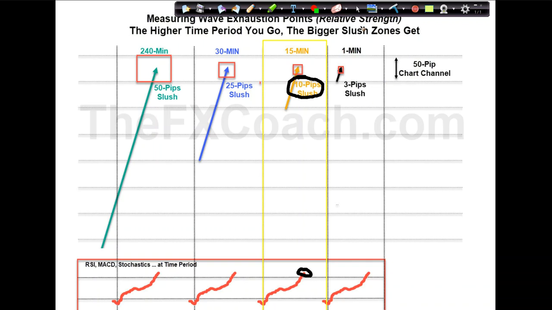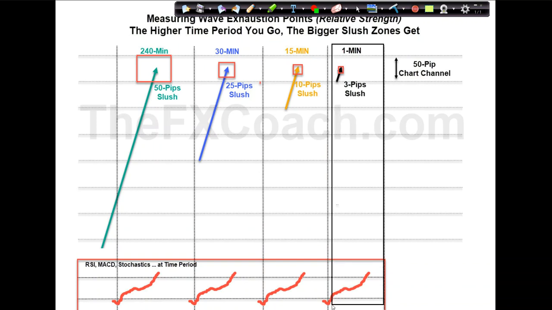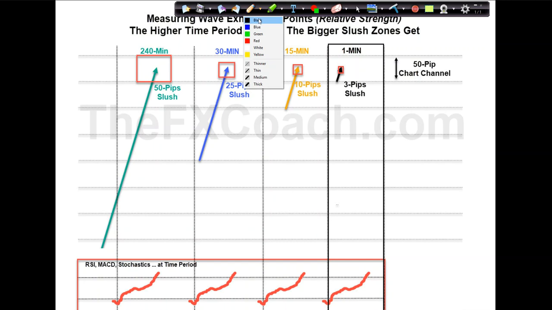When I get down to a 1-minute chart, same thing. My relative strength indicator, regardless of what it is, RSI, MACD, stochastics. Oh gee, I'm about at the top. It looks like it's turning over. That's a 2 to 3 pip slush zone.